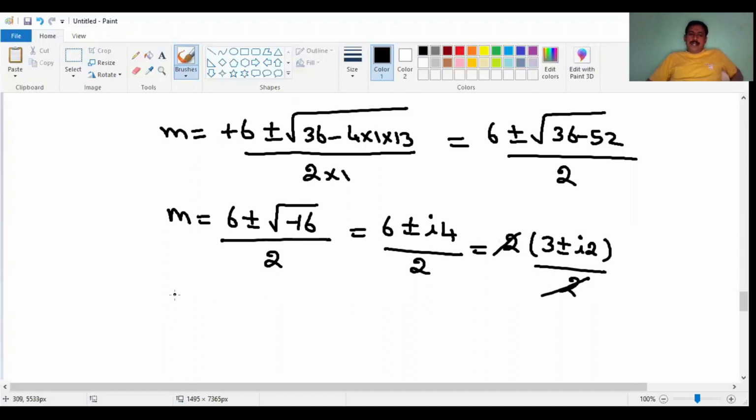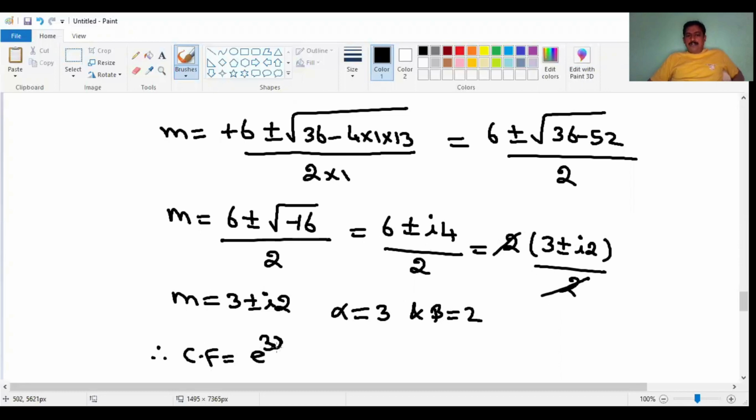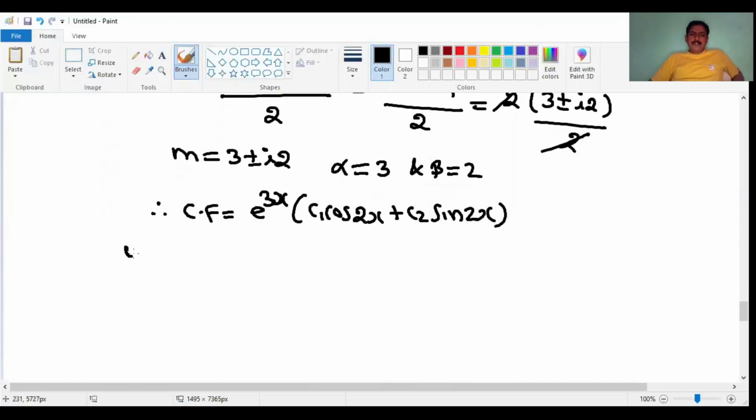These two terms are getting cancelled and we can write the roots as m equal to 3 plus or minus 2i. It looks like alpha plus or minus i beta. So the roots are imaginary now. Alpha value is 3 and beta value is 2. Therefore, your complementary function is e power 3x (c1 cos beta x plus c2 sin beta x). Since your right hand side is 0, the general solution is y equal to e power 3x (c1 cos 2x plus c2 sin 2x), which is the required solution.